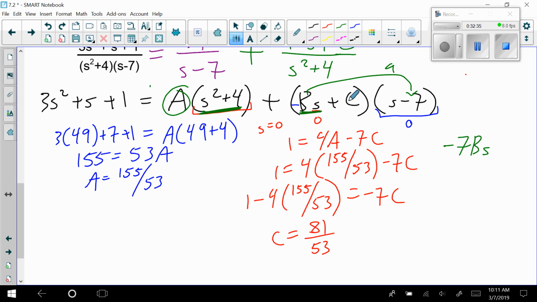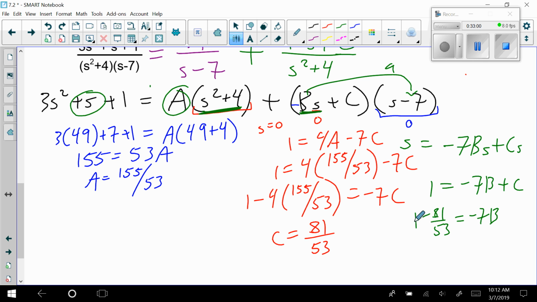And the C would also have an S. That means that it has to be equal to just this S over here, which of course means 1 equals negative 7B plus C. Okay, we know C already, that's 81/53. So this is 1 minus 81/53, okay, equals negative 7B.